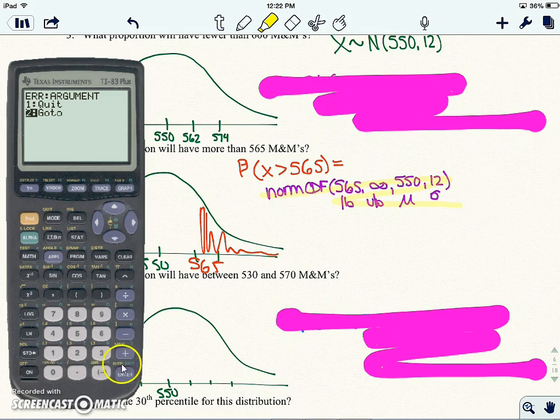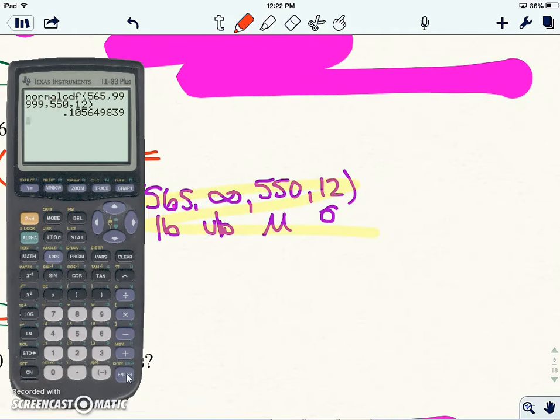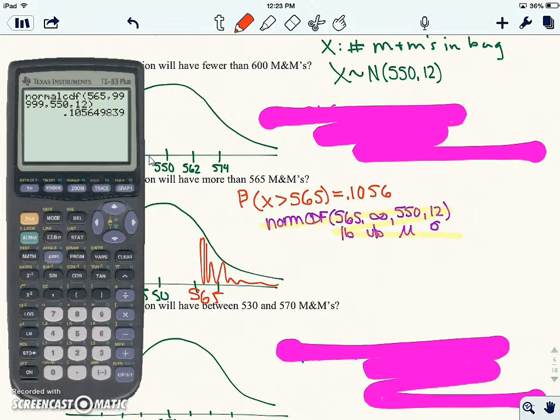And what did I screw up? Oh, notice I went to inverse norm. That's not the right one. Second distribution, I went down one too many. I want normal CDF. So 565 to infinity with a mean of 550 and a standard deviation of 12. And you should get about 0.1056 or 10.56%. So that's that problem.